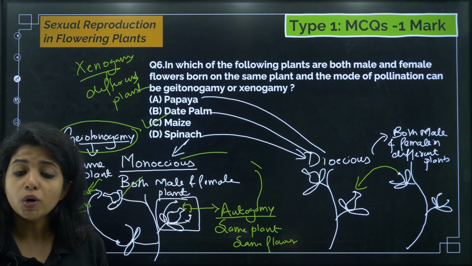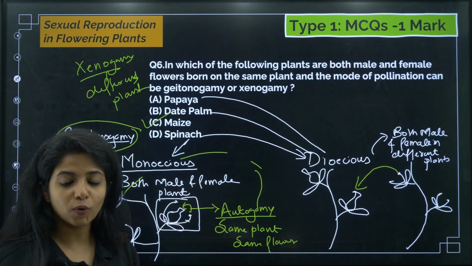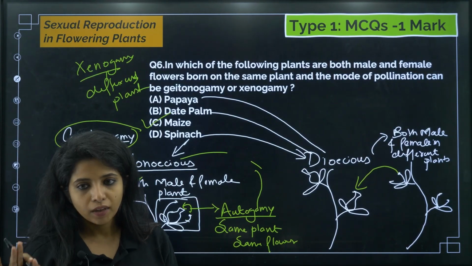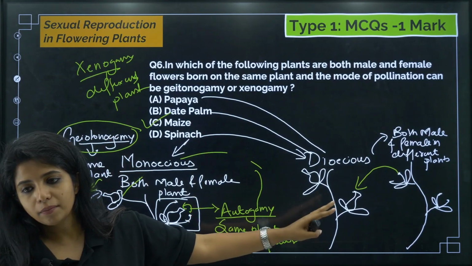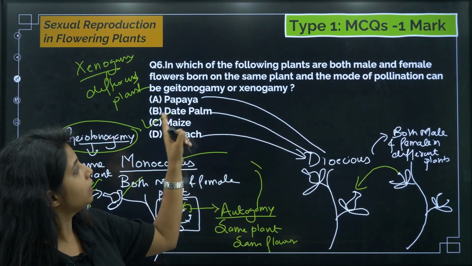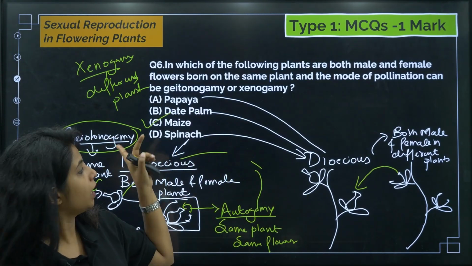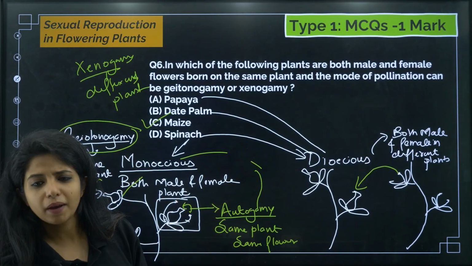And you have to remember the names. There is no other way that you can know this answer. Papaya, date palm, spinach, all of them, basically I remember like this. Papaya P, date palm also has P. And then S, Popeye the Sailor Man, you know Popeye the Sailor Man.